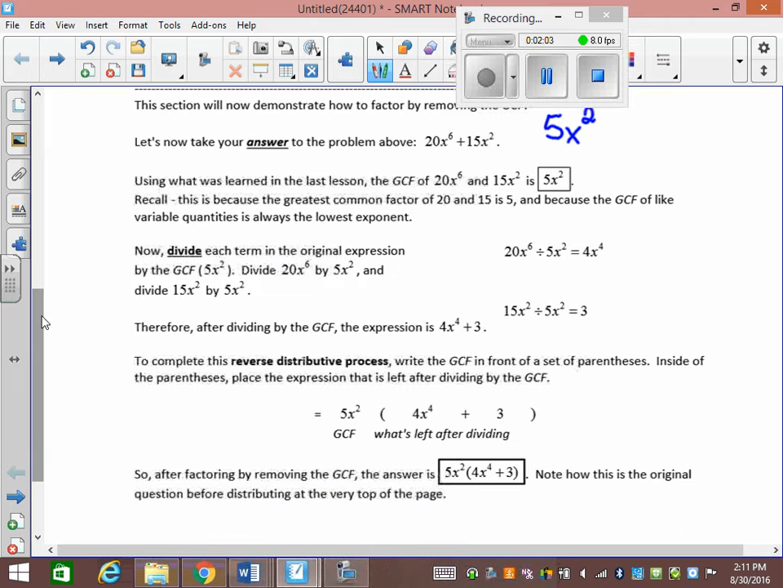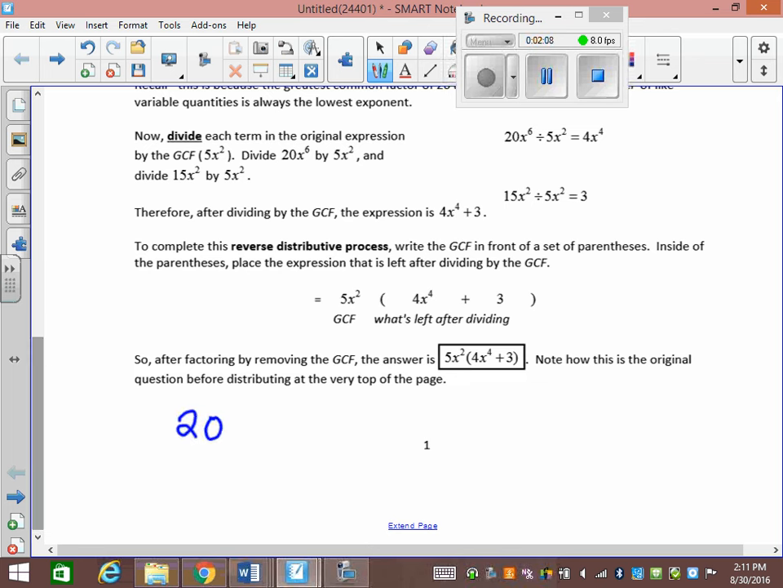So, let's look at this down here. 20x to the 6 plus 15x squared. We said we can take a 5x squared out. When you take them out, you divide. 20 divided by 5 is what? 4. X to the 6 divided by x squared: when you have two bases with exponents, you subtract them. I like to think of it this way: I'm taking 2 x's out of 6 x's. How many x's am I left with? 4. And then plus, 15 divided by 5 is 3. I have an x squared, so 2 x's, and I'm taking out 2 x's. How many x's am I left with? None.